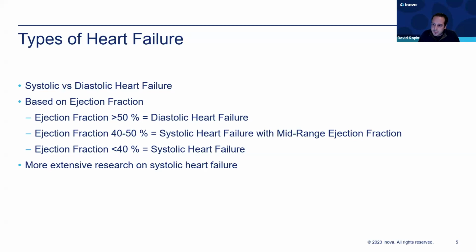If the ejection fraction is greater than 50%, we term that a normal ejection fraction. And if that patient has heart failure, we call that diastolic heart failure. Now, there used to just be systolic and diastolic heart failure, but now we have a category in between the two, which is technically a type of systolic heart failure, but the ejection fraction is 40 to 50%. And we call that mildly reduced or mid-range ejection fraction. And then we have an ejection fraction of less than 40%, which is termed systolic heart failure. Now, the gap is closing, but in general, there's more extensive research historically on systolic heart failure. But more recently, we have a lot more trials being done in patients with diastolic heart failure.